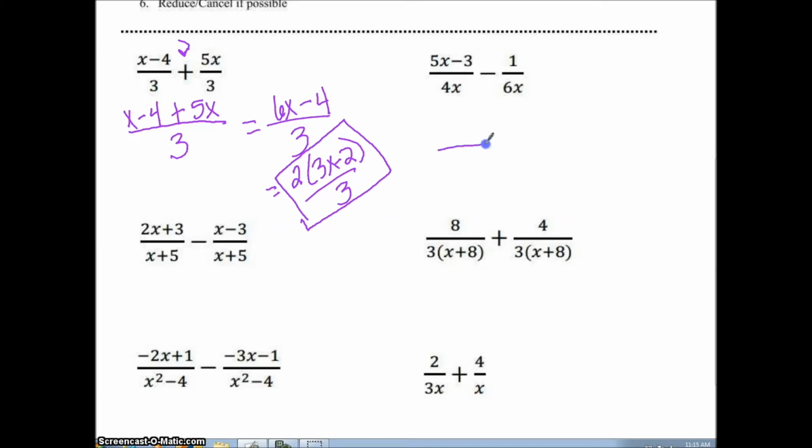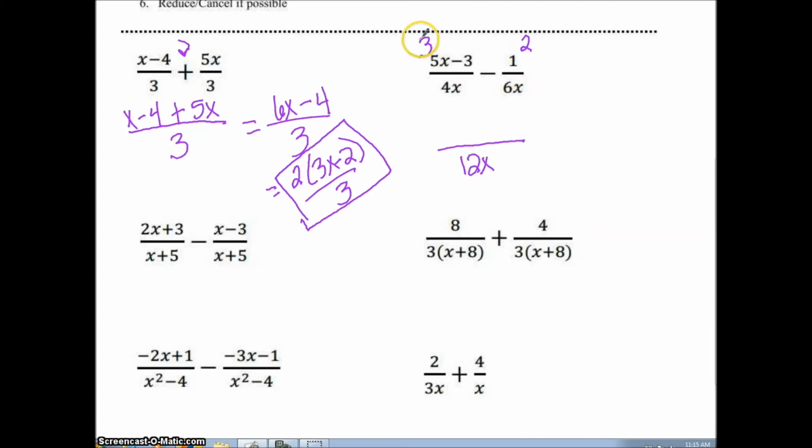For the next one, your common denominator, we have a 4 and a 6. They will both go into 12. You have an x in your first one. You look at the second one, you've already written the x down, so 12x is your common denominator. So 12 divided by 4 is 3. There's an x, but you have an x, so it's all good. 12 divided by 6 is 2. There's an x, but you have an x, it's all good.